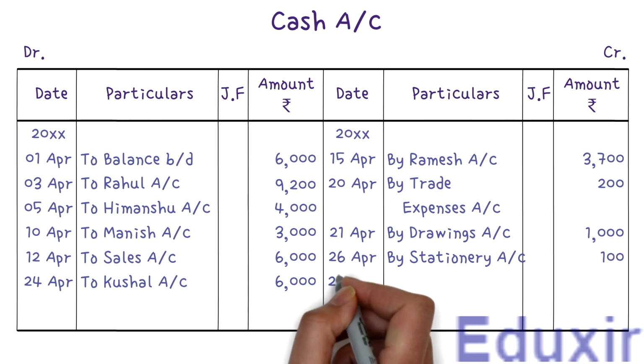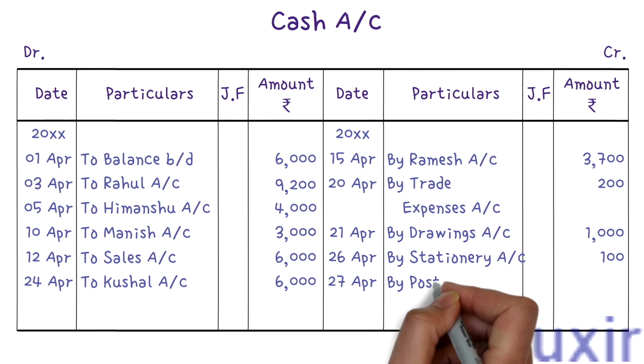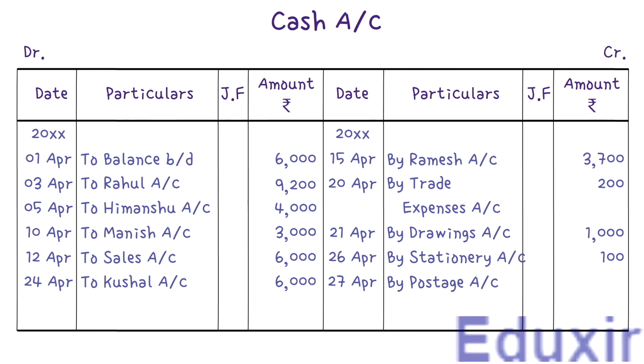Let's first write the date. Let's then write by postage account into the particulars column. Let's then write the credit amount of 60 rupees in the amount column. With that, we have completed the posting of this journal entry into cash account. Let's now take up the next entry.